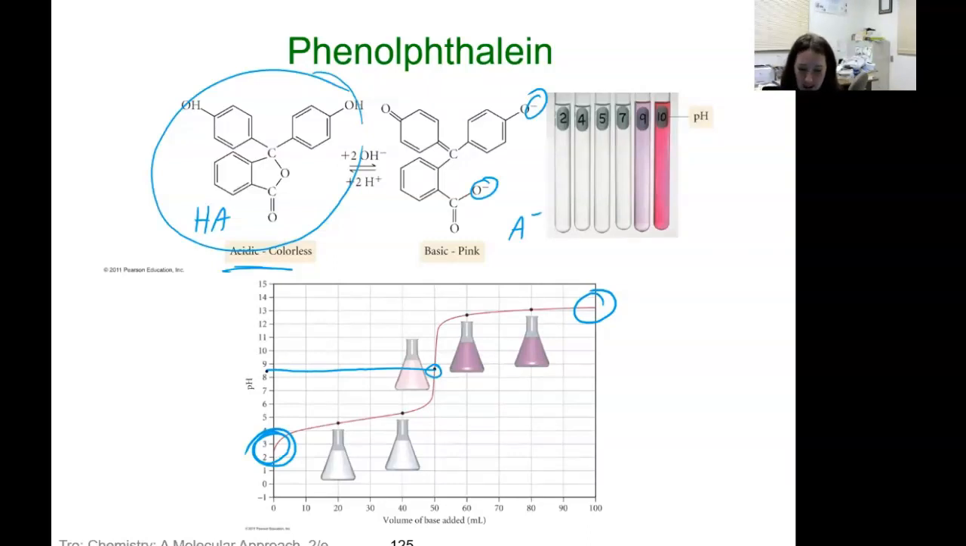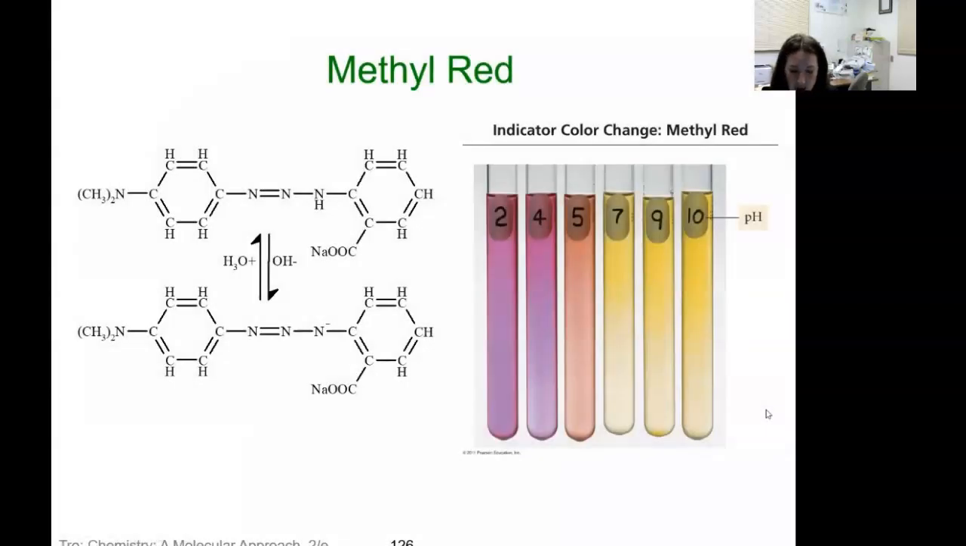Okay, so now, if this is an acid, it's colorless, but in its basic form, it changes color, right? And so that's how we can tell when we're about at our endpoint. So this is another one, methyl red. This one has lots of different colors, right? And so depending on if it's at the acid form or the base form, it changes colors, and that's how our indicators work.